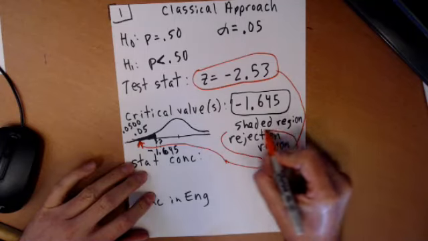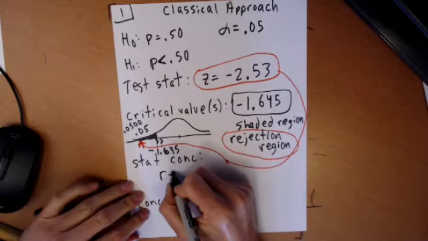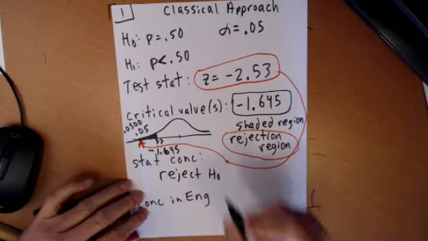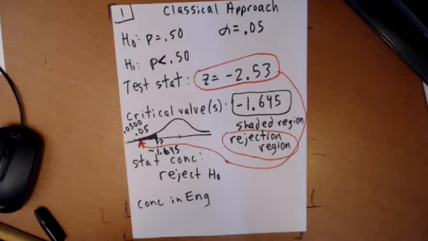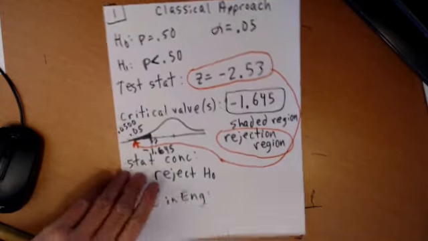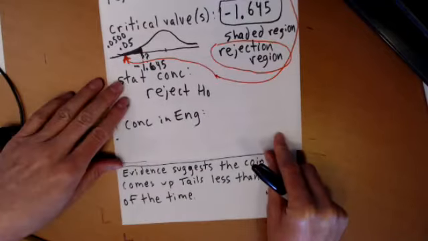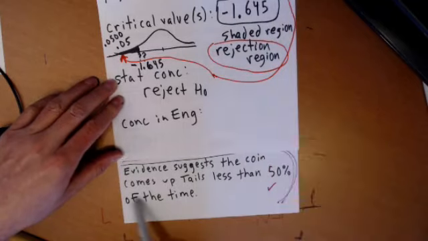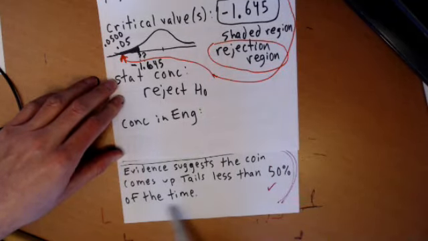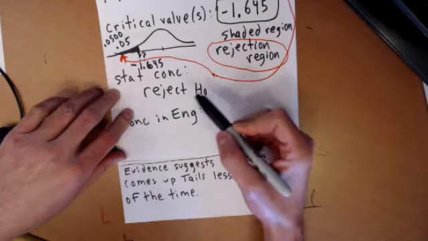So if you land in the rejection region, that means you would reject the H0. Aha! Isn't that what we said before, the previous 2 times we did it? Yes. So we would reject H0. And if we reject H0, then we would get our same conclusion that we keep getting every time. So if we reject H0, then we would say evidence suggests the coin comes up tails less than 50% of the time.